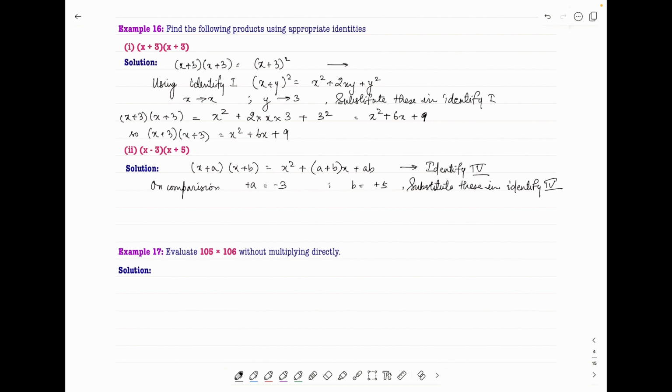If I substitute here, x minus 3 into x plus 5 equals x square plus a plus b, which is minus 3 plus 5, into x, plus ab, which is minus 3 into 5. So this gives x square plus 2x, since minus 3 plus 5 is plus 2, and minus 3 into 5 is minus 15. So x minus 3 into x plus 5 gives x square plus 2x minus 15. This is how you solve it. This is the answer.